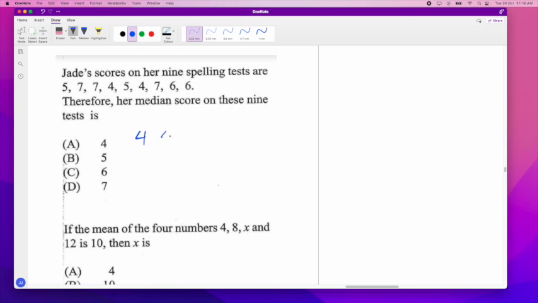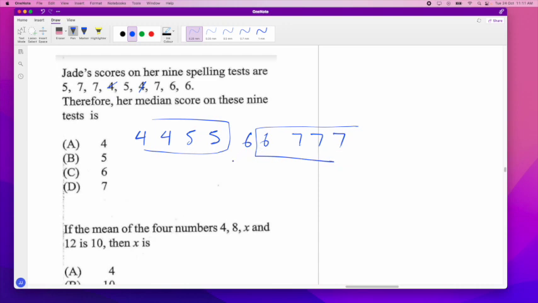4, 4. Then we have 5, 5. Then we have 6, 6. And 7, 7, 7. How many numbers is this? It's 1, 2, 3, 4 on this side, 1, 2, 3, 4 on this side. The median being the one in the middle: 6.